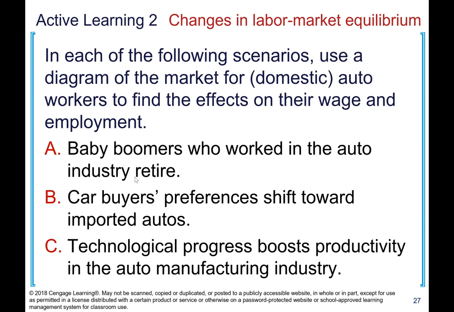Active learning. Number 2, changes in labor market equilibrium. In each of the following scenarios, use a diagram of the market for domestic auto workers to find the effect on their wage and employment. Number A, baby boomers who worked in the auto industry retire. Number B, car buyers' preferences shift towards imported autos. Number C, technological progress boosts productivity in the auto manufacturing industry.